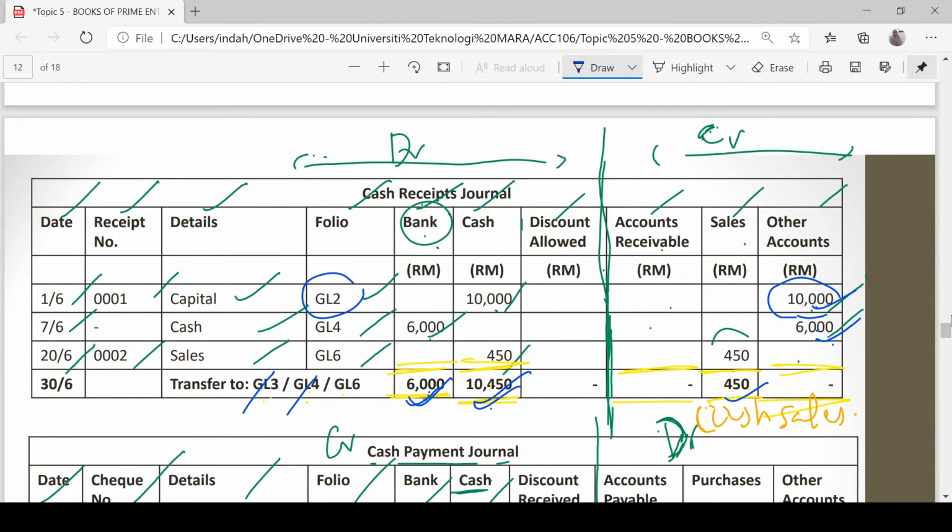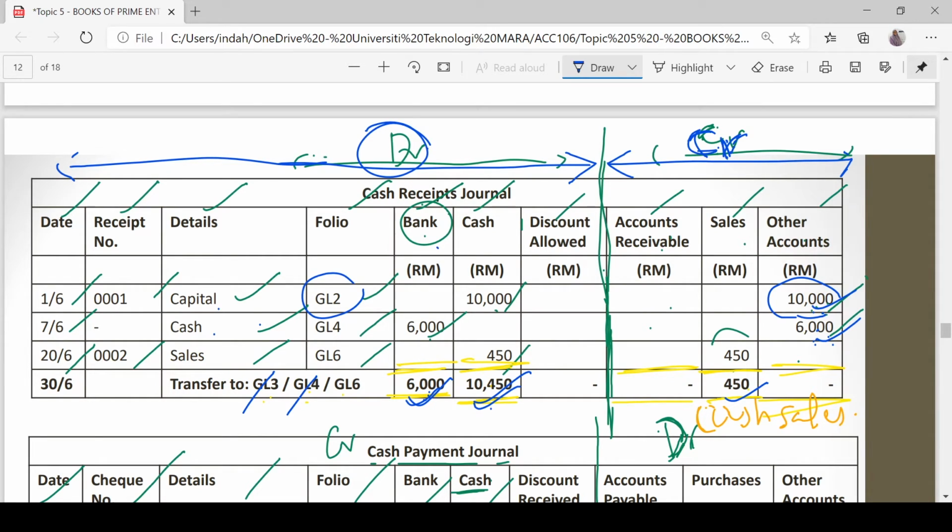For the cash receipt journal, this side can be considered the debit side, and this side is the account to be credited. Meaning that we have 10,000 here to be credited in what account? In the capital account. We have 6,000 here to be credited in what account? In the cash account. But for cash, we have included that in the cash payment journal, so no problem.